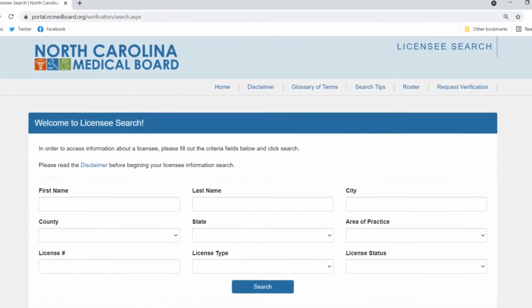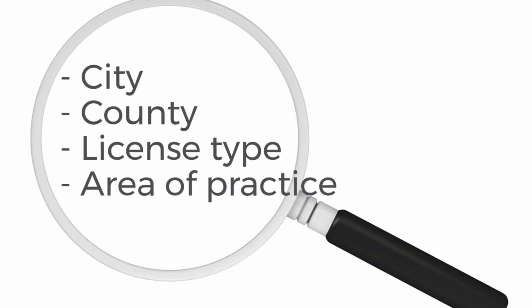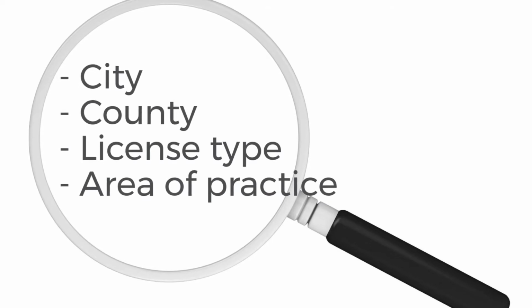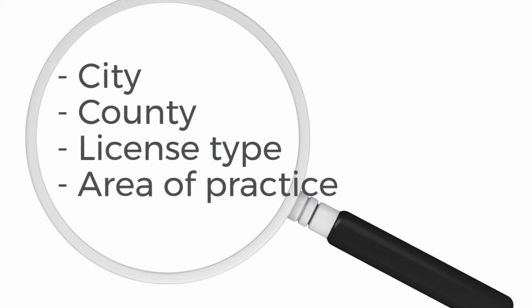Next, you'll need to enter search terms to find a licensed provider. Entering the last name of the doctor or PA usually yields the best results. It is not necessary to enter information in all search fields. If you're not looking for a specific physician or PA, you may search by city, county, license type, or area of practice to generate a list of providers.